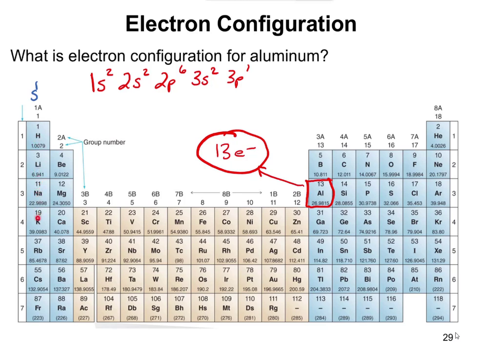Sodium would end in 3s1, 4s1 for potassium, 5s1 for rubidium, 6s1 for cesium. Okay? The ones in group 2A are always going to end in S2. So beryllium is going to end in S2. Magnesium, calcium, strontium, they're always going to end in S2.